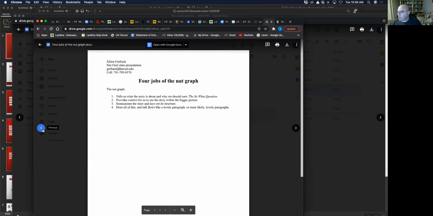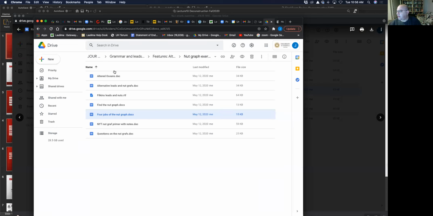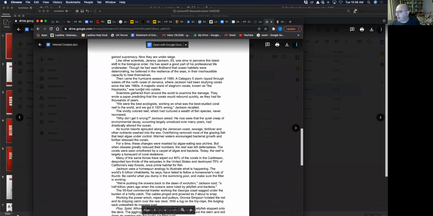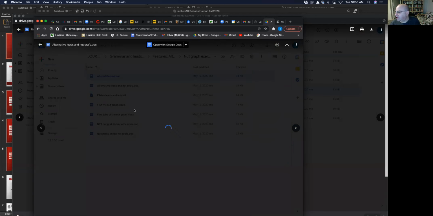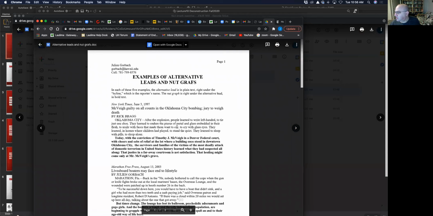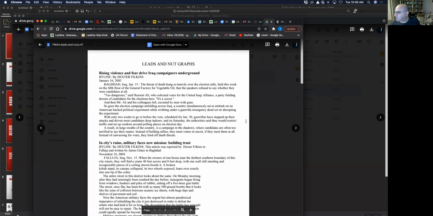So what I want everybody to do is look at these two documents right here, this one and this one. Altered Oceans and Filkin's Leads and Nut Graphs, okay? What I want you guys to do is read all of them through first and then see if you can identify where the alternative lead ends and the nut graph begins. So open them up and see if you can read through and figure out where the nut graph begins. So these are examples of nut graphs. And then here's the Filkin's stuff.